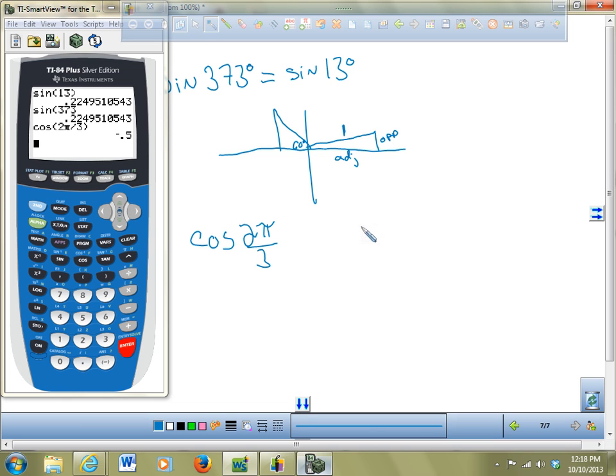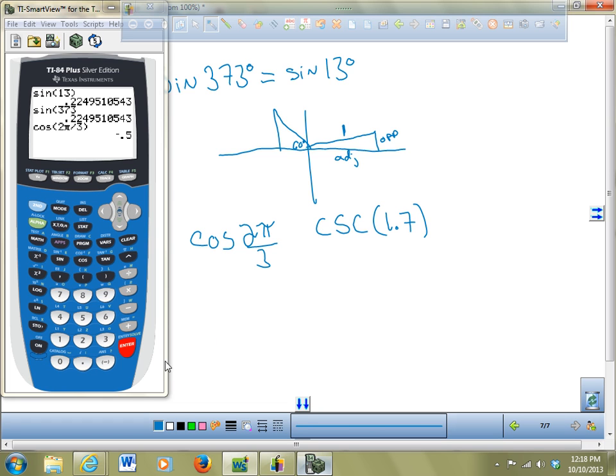Now what if they say, here's a tricky one. What if I said cosecant of 1.7? What the heck does that mean? Same thing. Cosecant of 1.7. Would you know how to do that with a calculator? This would be a calculator question. Who can tell me how to do that?